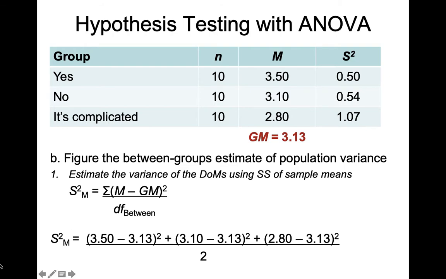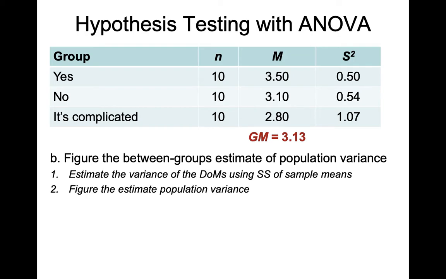Again, we're not yet figuring out the population variance, we're figuring out the variance of the distribution of means. So we're plugging in 3.13 for our grand mean, taking the deviation of each of our sample means, squaring that deviation, and then dividing by degrees of freedom, which in this case is 2. That gives us a variance of our distribution of means of 0.123.